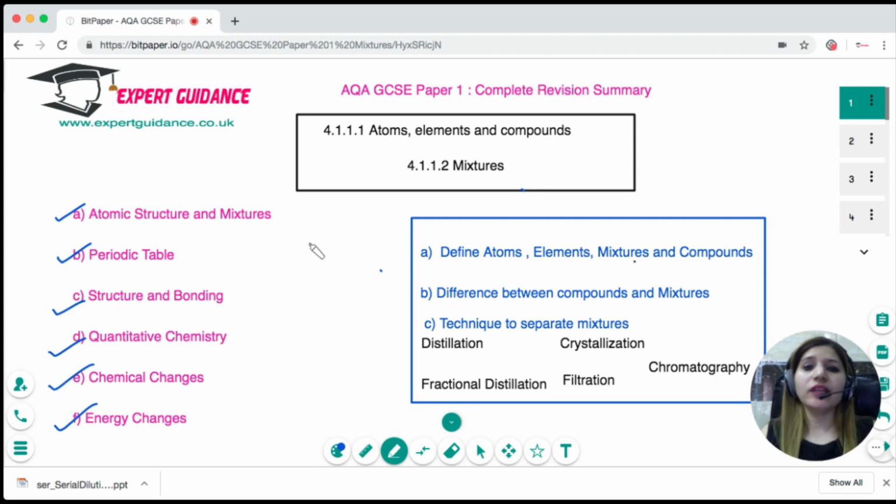And this video is focused on the first topic: atoms, elements, compounds and mixtures. In this video, we'll be covering how you define atoms, elements, mixtures and compounds, what the difference is between compounds and mixtures, and what the various techniques are to separate mixtures. In your syllabus, there are 5 techniques that you need to go over: distillation, crystallization, fractional distillation, filtration, and chromatography.